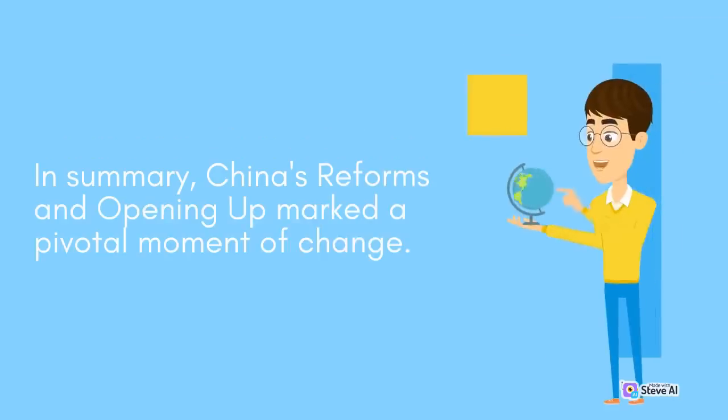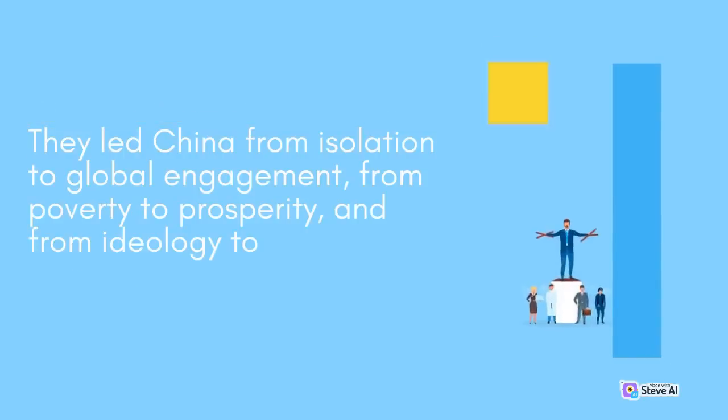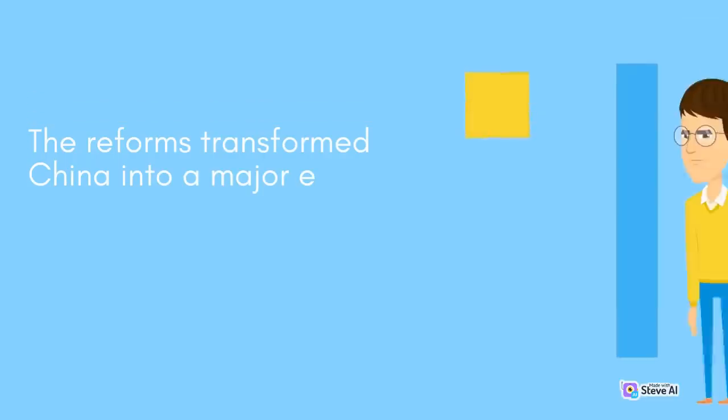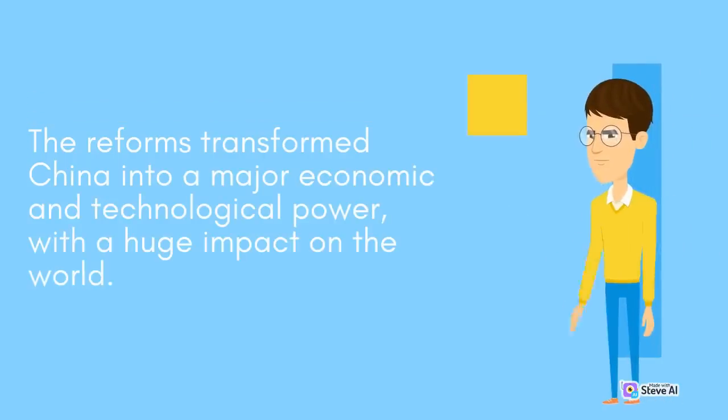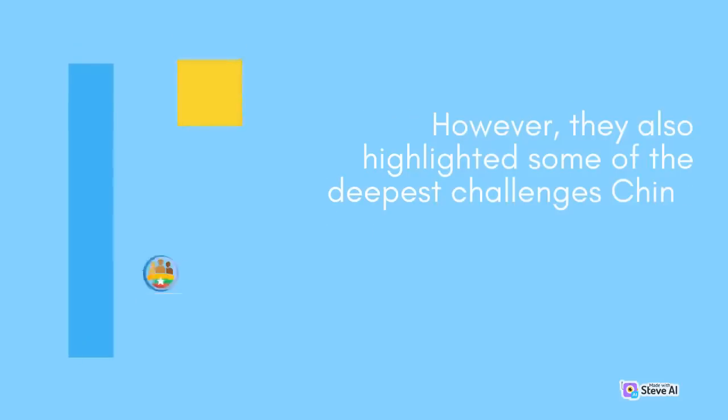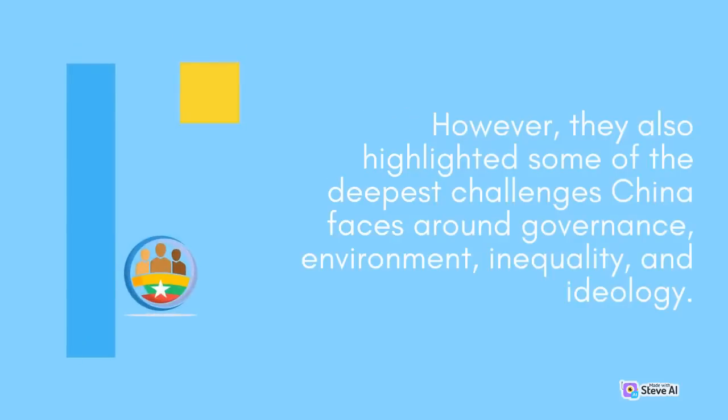In summary, China's reforms and opening up marked a pivotal moment of change. They led China from isolation to global engagement, from poverty to prosperity, and from ideology to pragmatism. The reforms transformed China into a major economic and technological power, with a huge impact on the world. However, they also highlighted some of the deepest challenges China faces around governance, environment, inequality, and ideology.